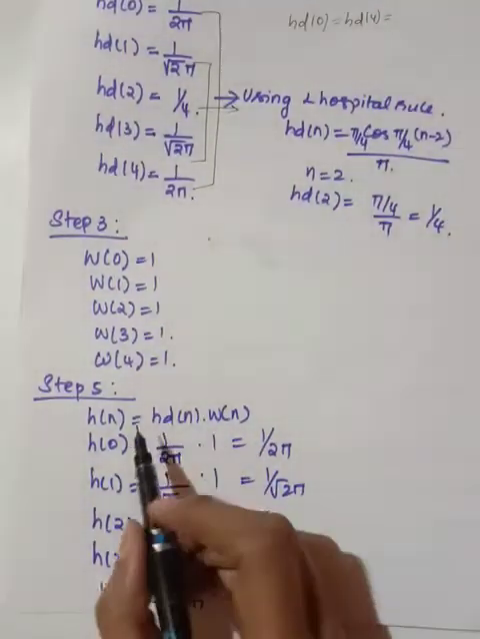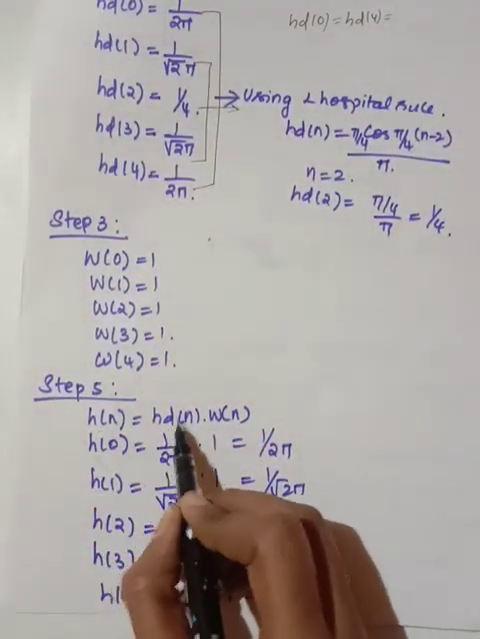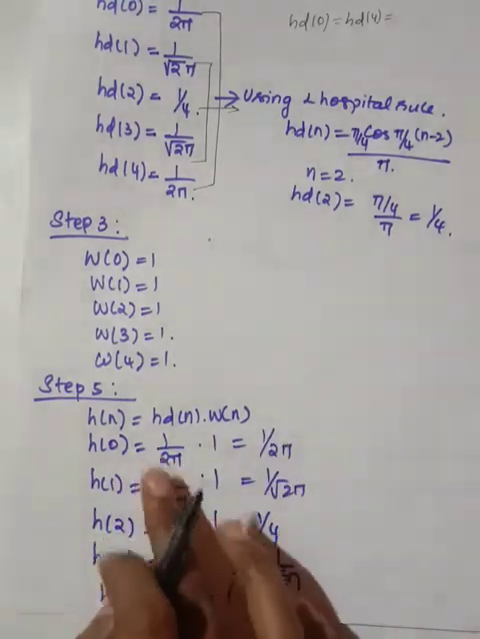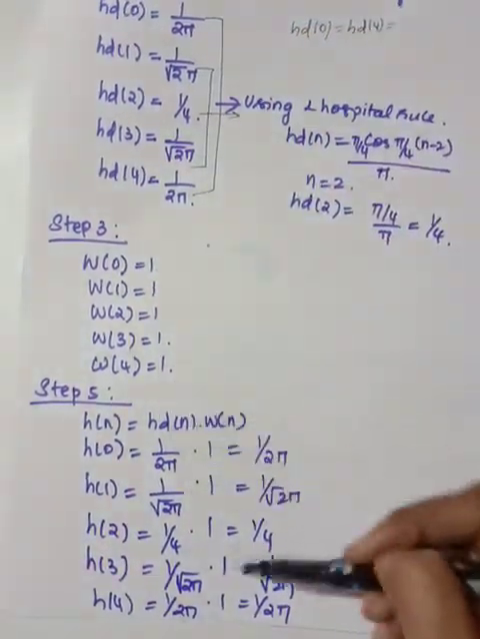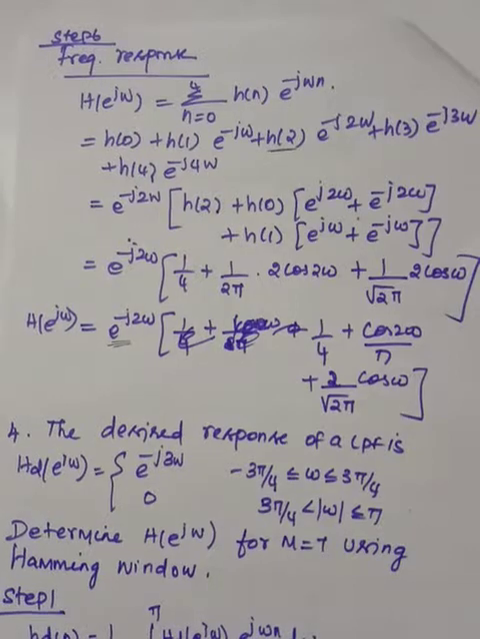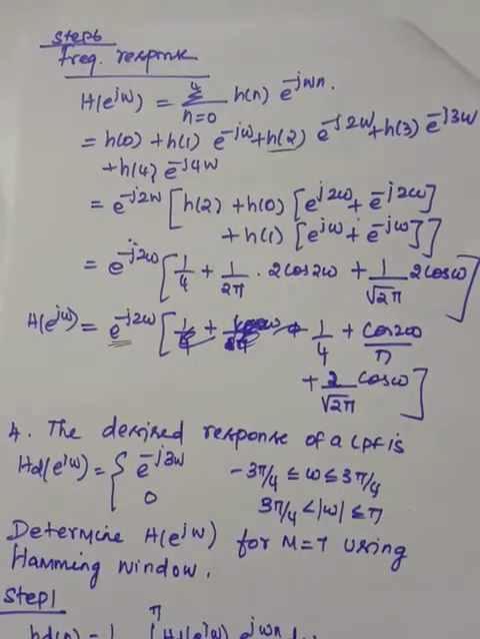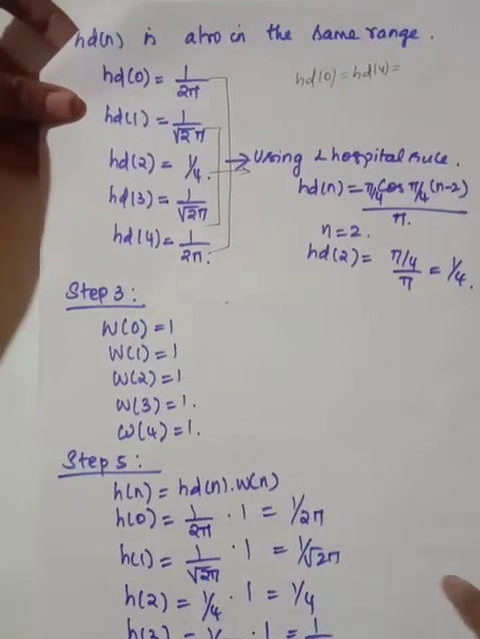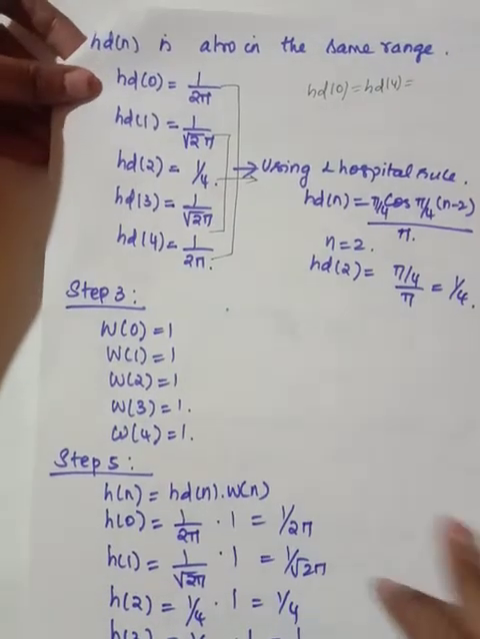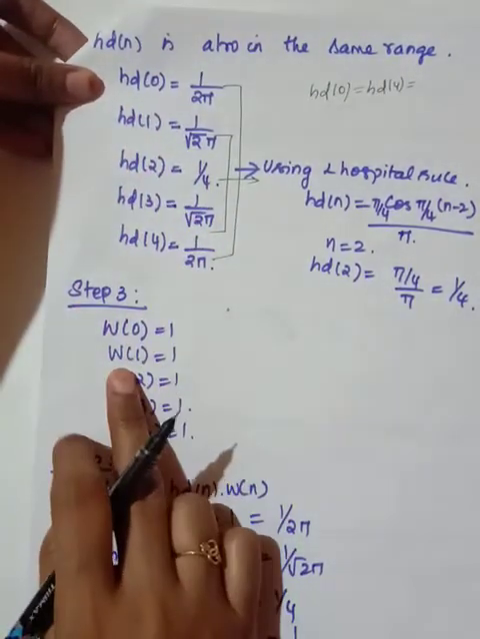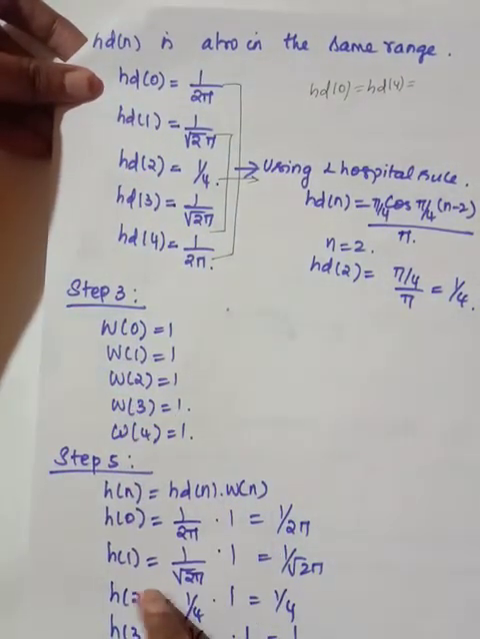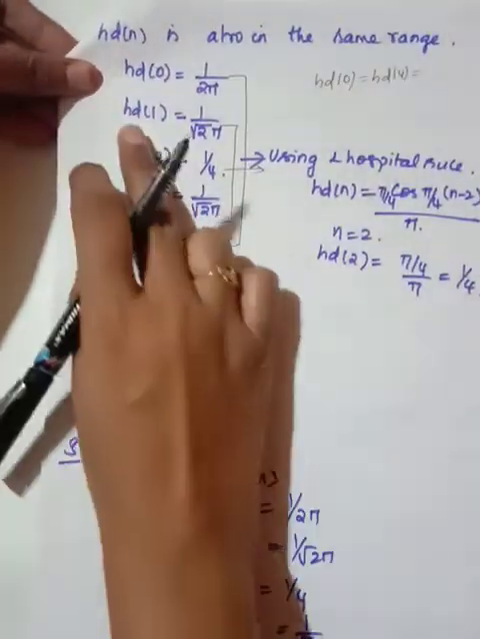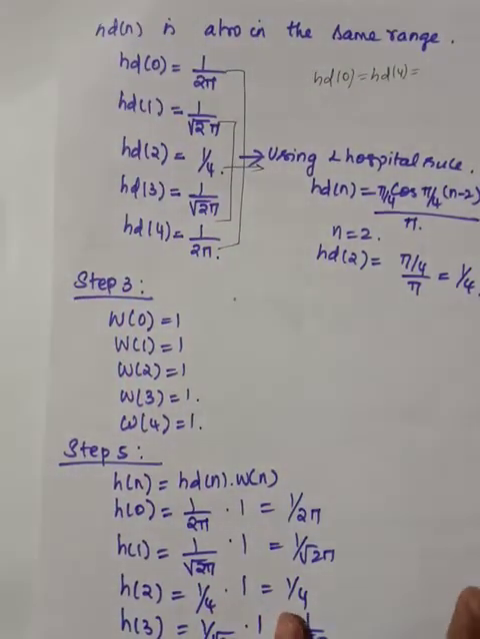So the next step is I am going to find h of n by multiplying hd of n into w of n. So the corresponding values are multiplied with 1, so I am getting this. We will find hd of 0, w of 0 and h of n, by substituting all these values.